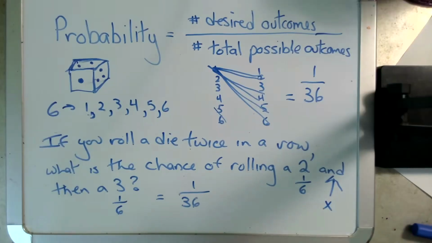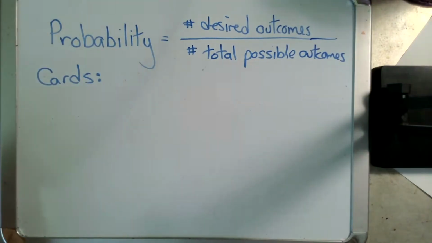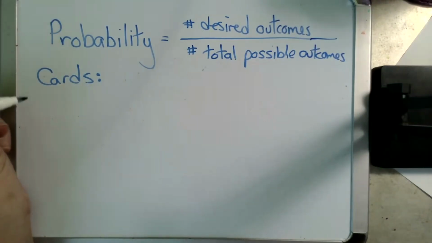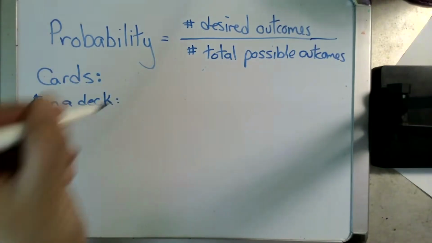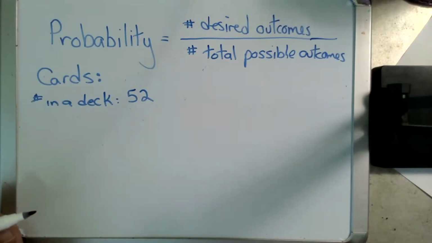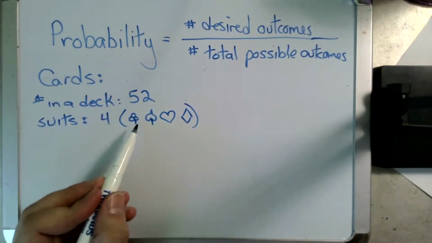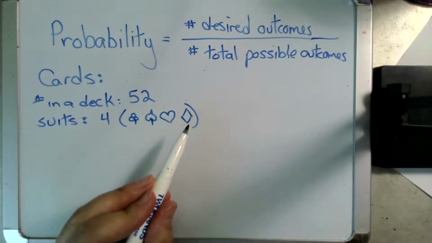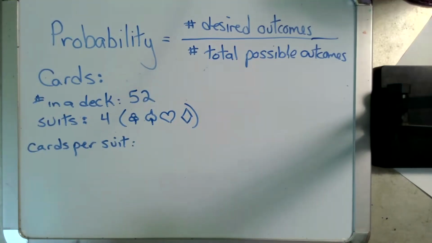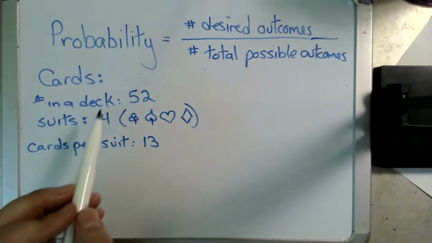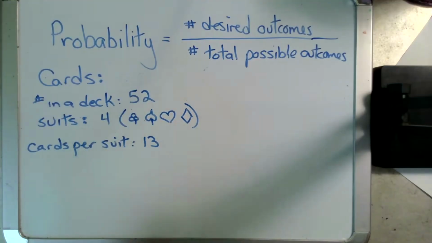Let's take a quick look into cards, which is another place beginner probability problems center. First is to understand a deck of cards. So let's give you a couple of statistics. The number of cards in a deck: 52. The number of suits: 4 suits, clubs, spades, hearts, and diamonds. The number of cards per suit: 13, and that makes sense because 52 divided by 4 suits means 13 cards per suit. There are something called face cards.